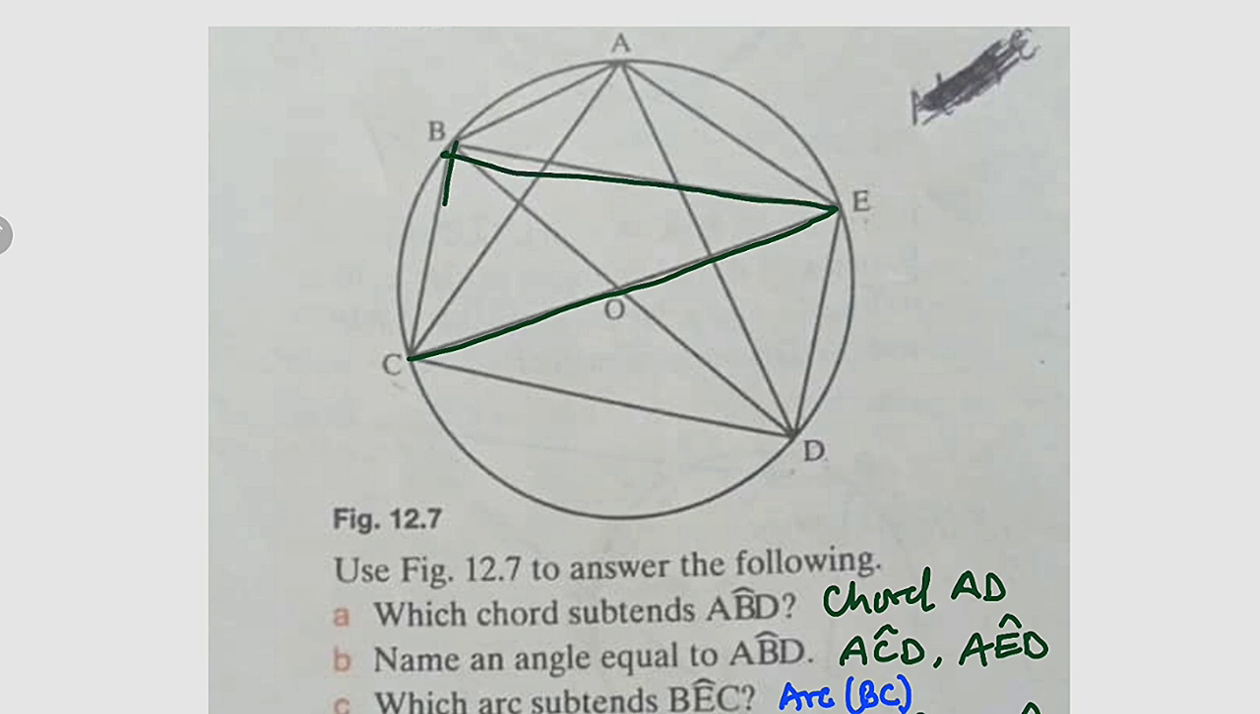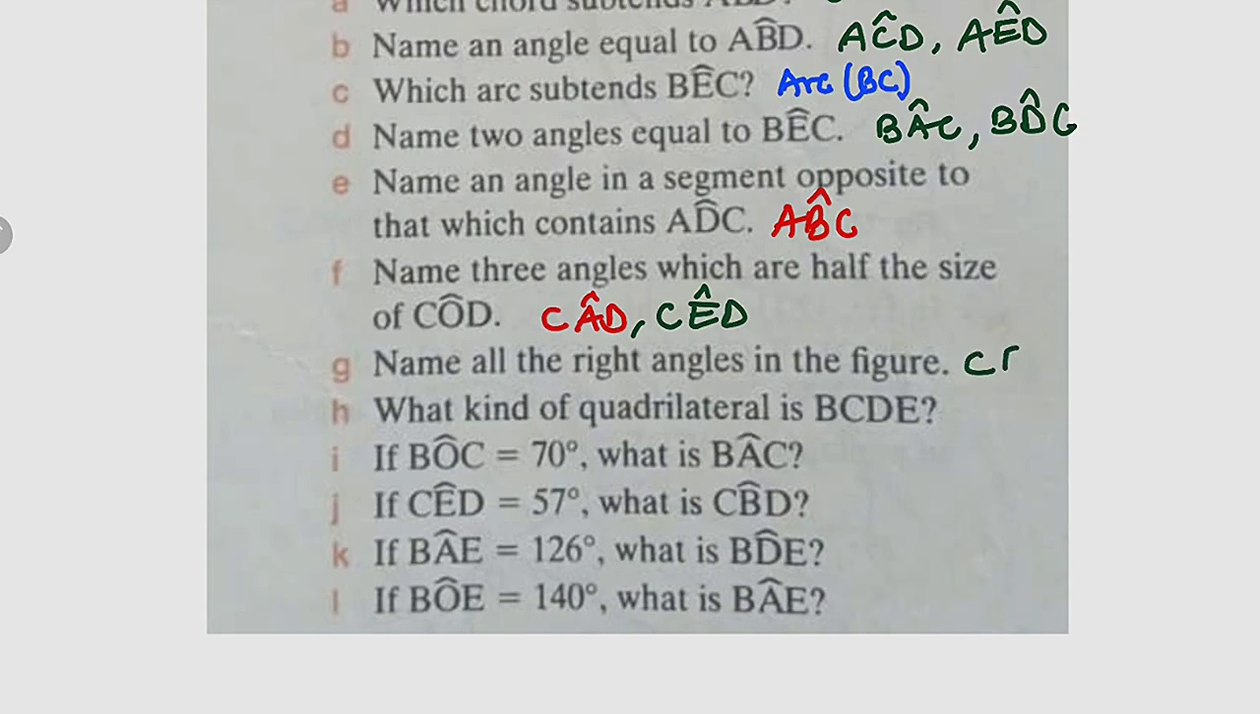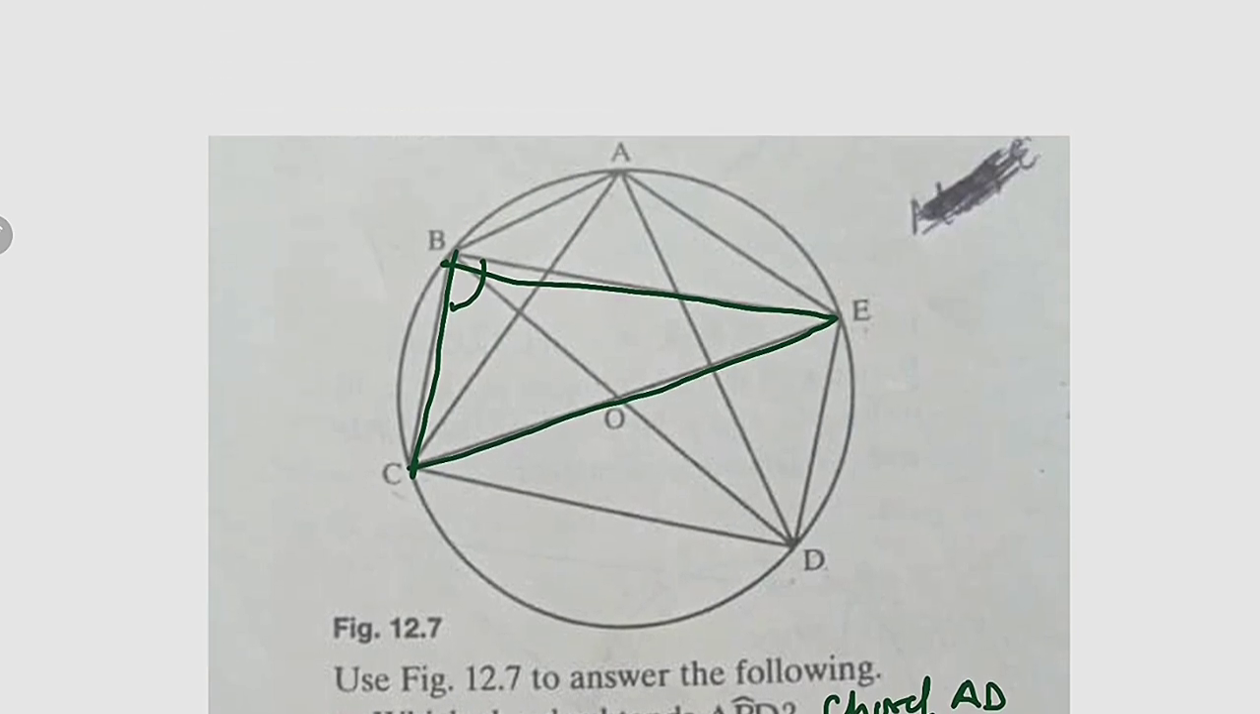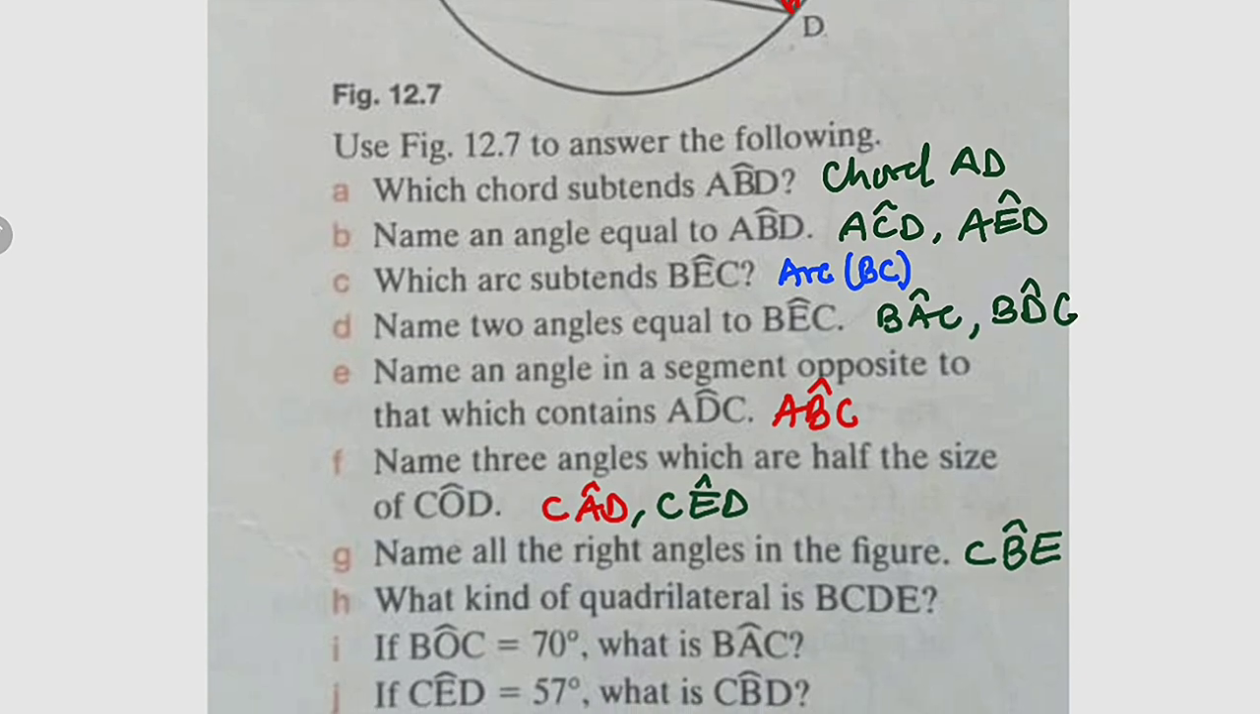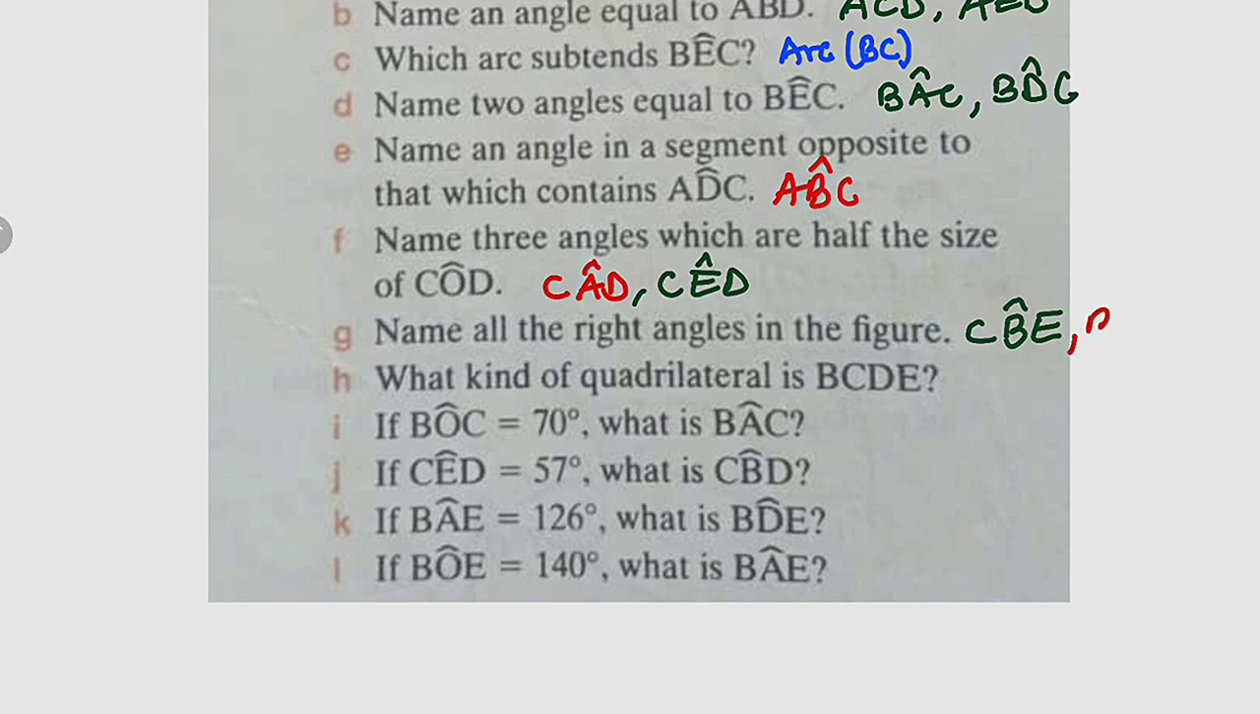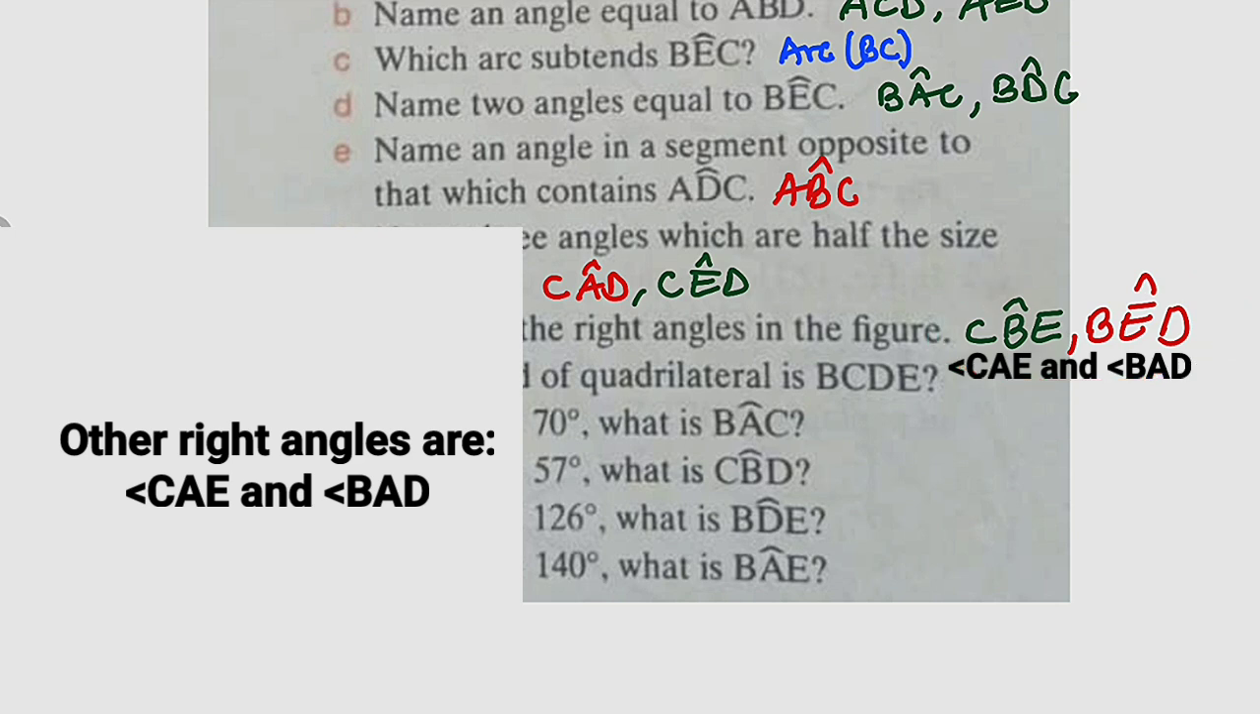So one is here, this particular angle, which is EBC, or CBE, all the same. CBE is a right angle. Then we have another diameter here. Line BD, or chord BD, is a diameter and it subtends an angle to E. So this particular one here is also a right angle, which is BED. So these are the two right angles we have in the figure above.